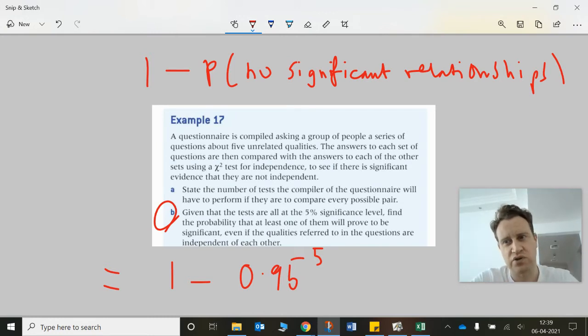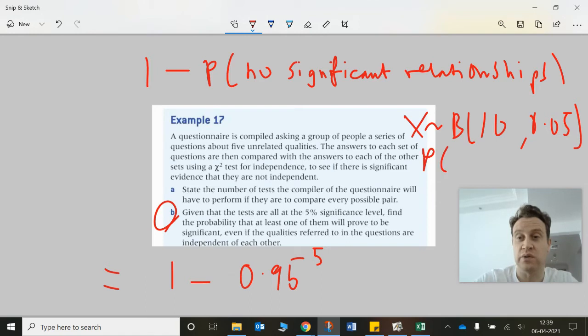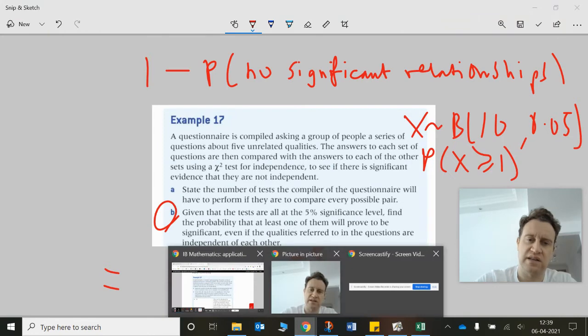So then I suppose you could do a binomial distribution as well. So how would you do that? You could do X is binomially distributed, and the chance of success is 0.05, and there are 10 tests. So you could also look at doing the probability that X is greater than or equal to 1 there. It should give you the same answer. Okay, so yeah, there we go. That's that. I think that's the end of that exercise.